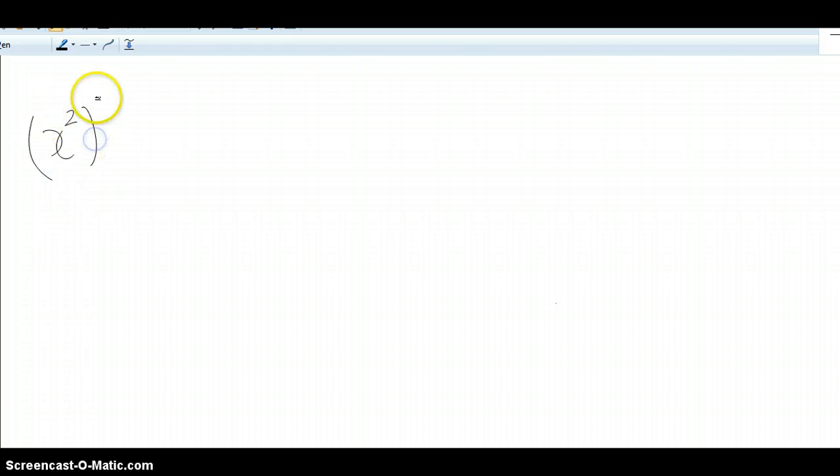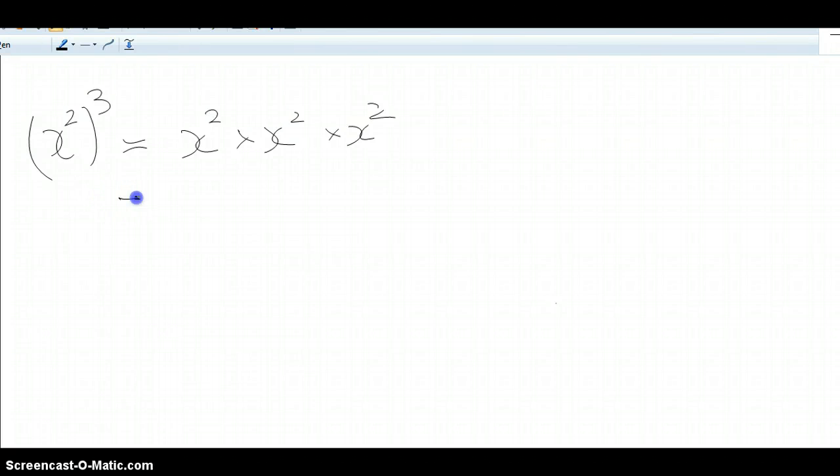X squared to the power 3, I would make you write it out by hand. X squared multiplied by x squared multiplied by x squared. This way you don't have to remember any silly rules. You just have to know what x squared looks like or x cubed looks like. In your mind's eye, you would also see x squared as x times x.